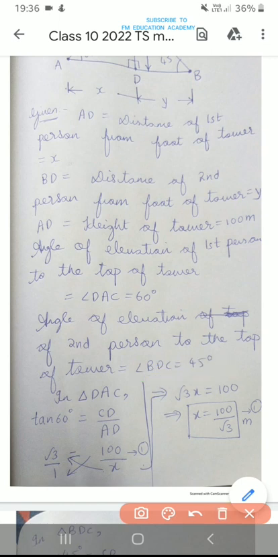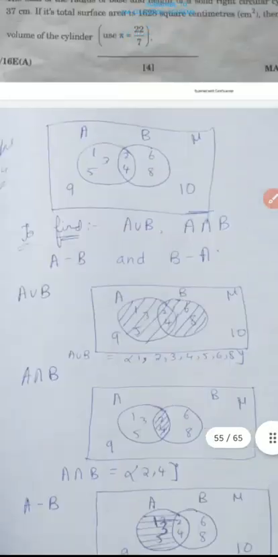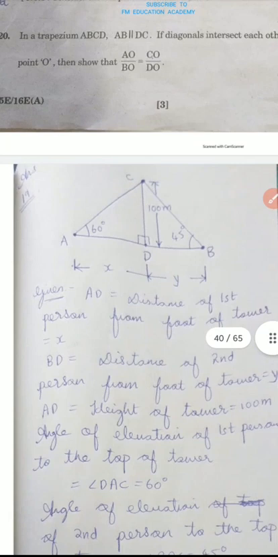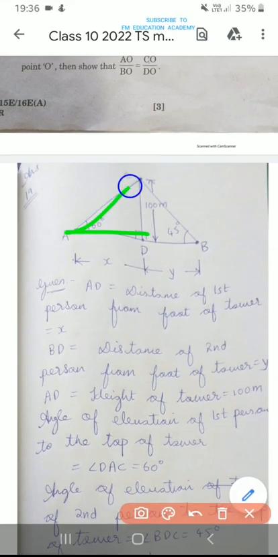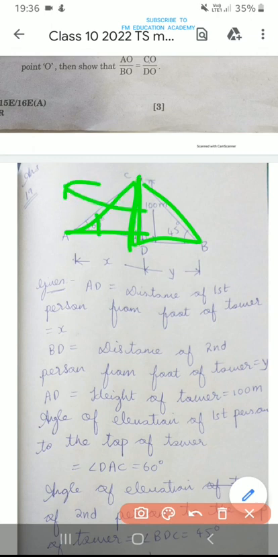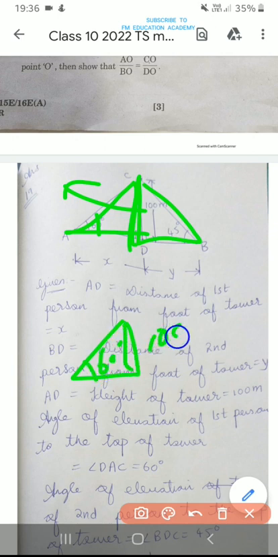Now observe how to do. If you observe here, we have two triangles, right? Triangle DAC and triangle BAD. In triangle DAC, the opposite side of the angle is given to us. This is my triangle. This we know is given as 60 degrees, and this is given as 100 meters. Right. And this is also given as X.